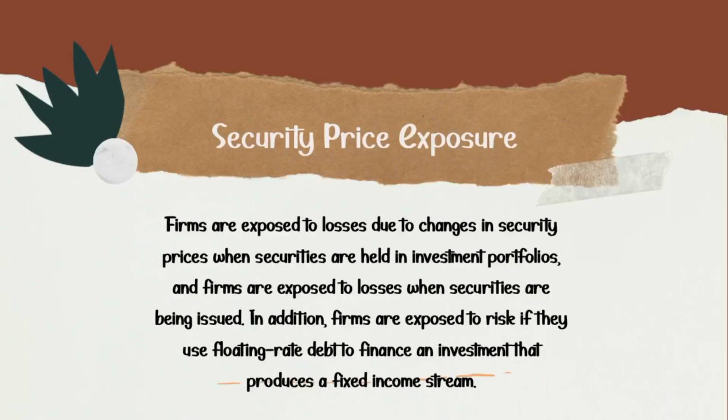So we have here derivatives and security price exposure to reduce risk. Firms are exposed to losses due to changes in security prices when securities are held in investment portfolios, and firms are exposed to losses when securities are being issued. In addition, firms are exposed to risk if they use floating rate debt to finance an investment that produces a fixed income stream. So, risk such as this can often be mitigated by using derivatives.